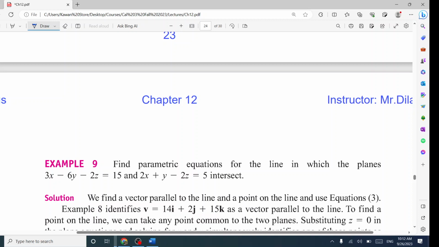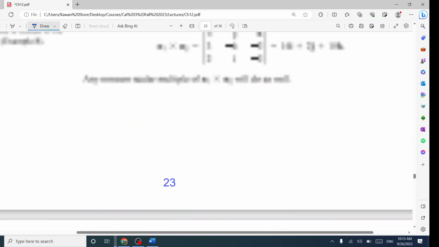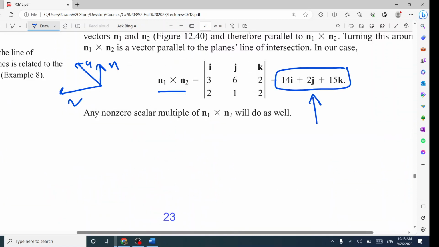So, find the parametric equation. Usually the parametric equation is x equals x naught plus v1 t. Do you remember? y equals y naught plus v2 t, and z is equal to z naught plus v3 t. So how do we find the parametric equation for the line parallel to the spiral? We are going to find the parametric of this one.